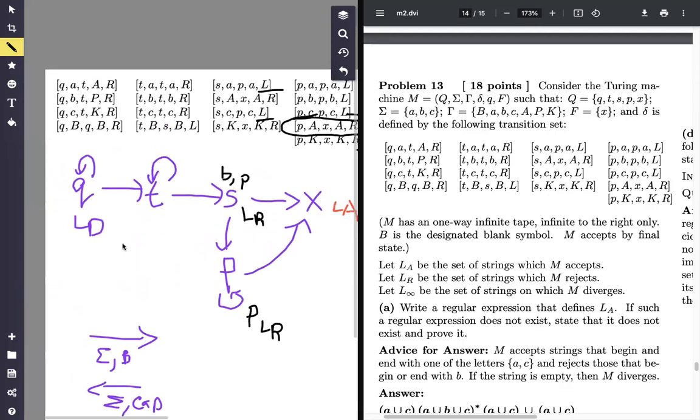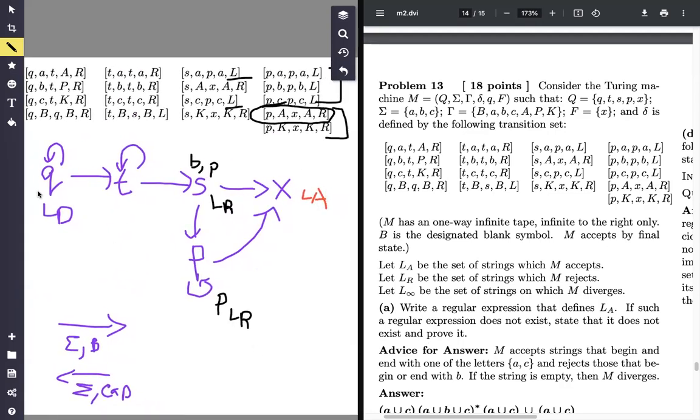Okay, and now we know where we reject, we know where we accept, we know where we diverge. Let's try to write the answer. Uh, kind of. I haven't done any transitions yet. I've only listed out the flow of everything. Can I do S one more time?